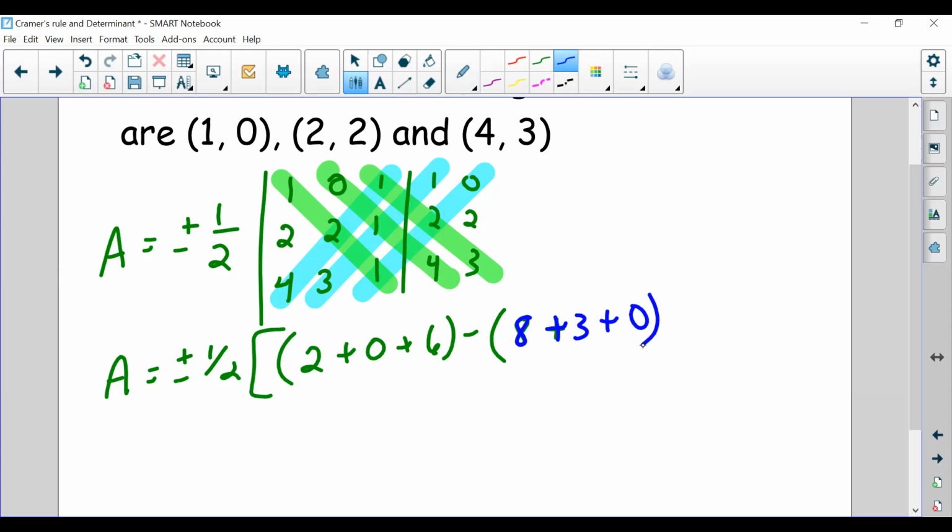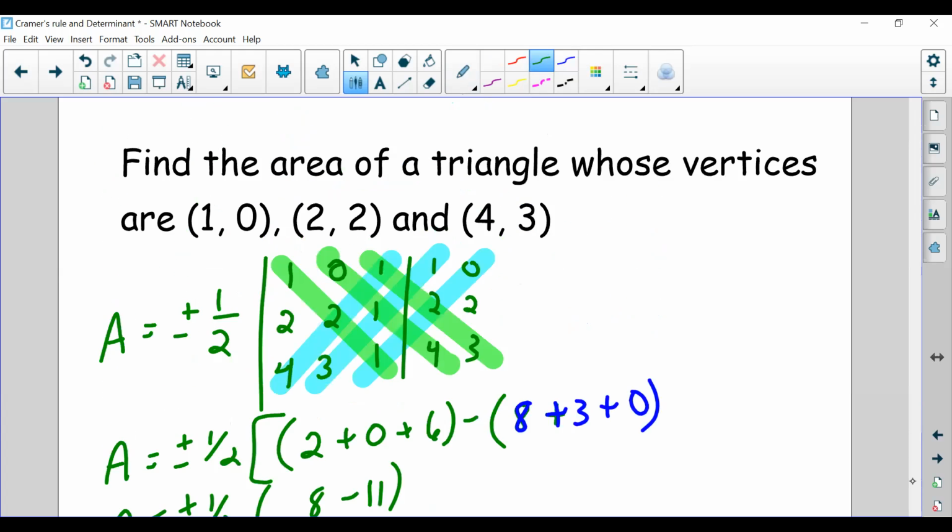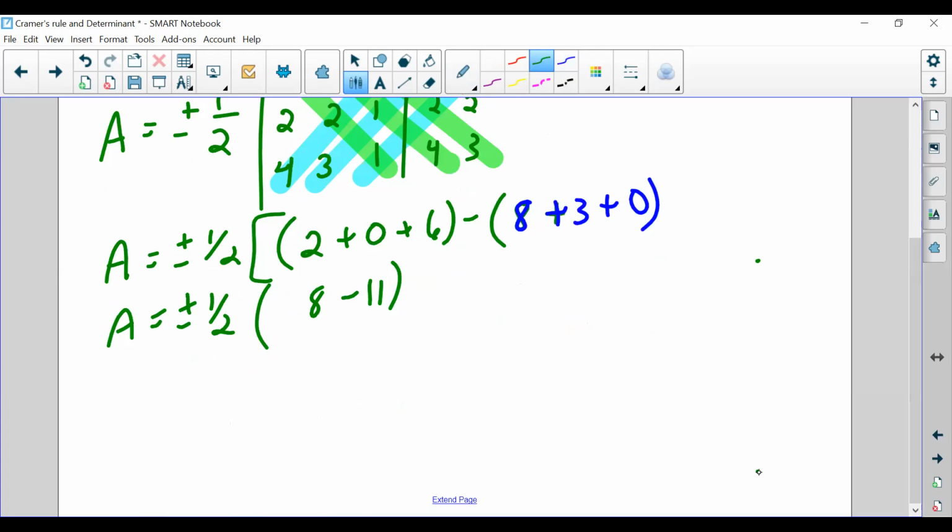Okay, so area is equal to plus or minus 1/2 times: 2 plus 0 plus 6, that's 8, minus 8 plus 3 is 11. So 8 minus 11 is negative 3. Okay, so I get negative 3.